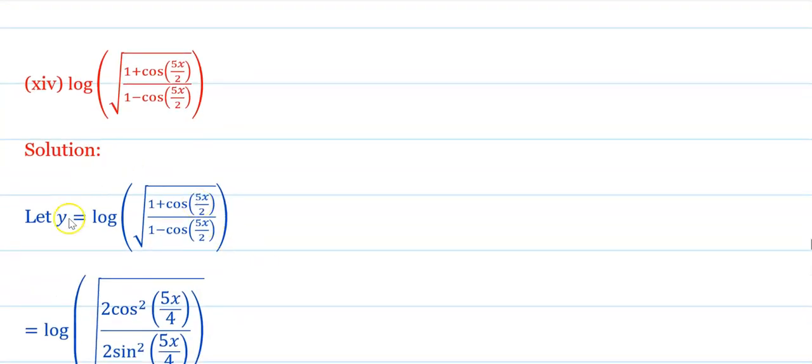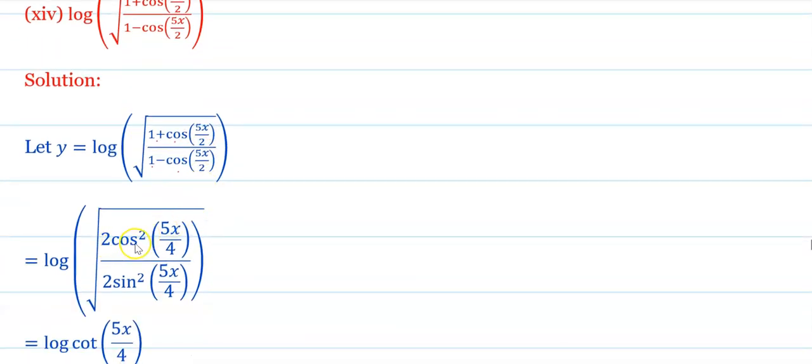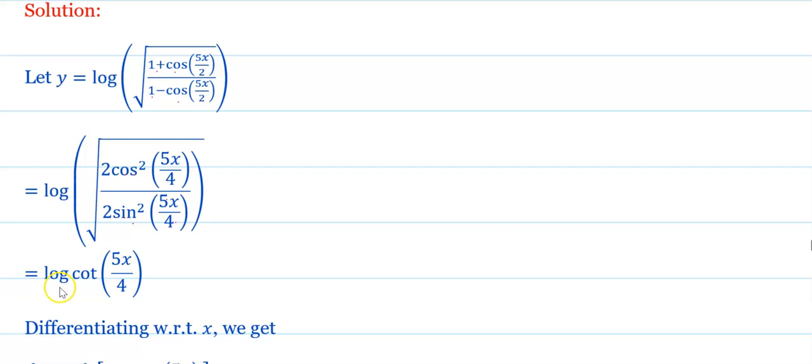Now the next problem. y is equal to log of root of 1 plus cos of 5x upon 2 upon 1 minus cos of 5x upon 2. 1 plus cos of theta again gives 2 cos square 5x upon 4, and 1 minus cos gives 2 sin square 5x upon 4. These 2 get cancelled. Cos square 5x upon 4 upon sin square 5x upon 4 will become cot square 5x upon 4, and there is a root sign. Square and root sign get cancelled. Then you will get y is equal to log of cot of 5x upon 4.